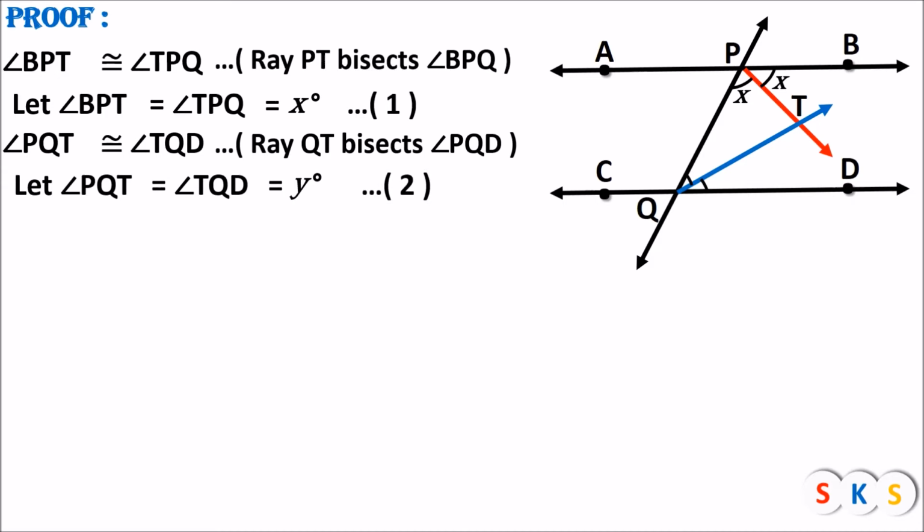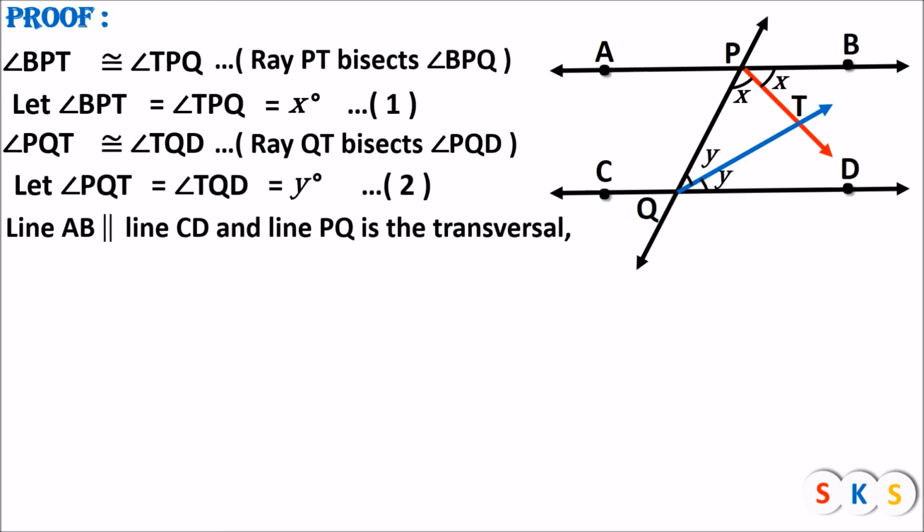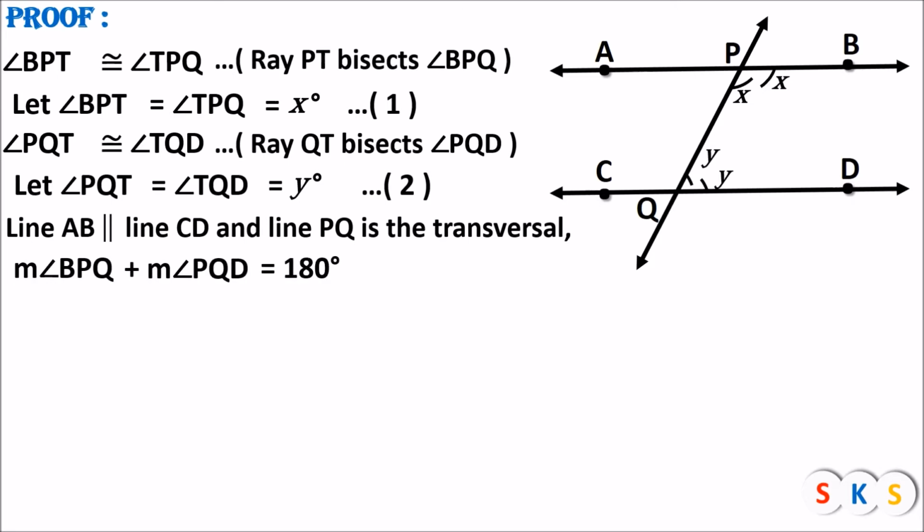Look at this figure. I have taken angle PQT and angle TQD as y degree. Now line AB parallel line CD and line PQ is a transversal. Look at this figure. Here line AB is parallel to line CD and line PQ is a transversal. Therefore measure angle BPQ plus measure angle PQD equals 180 degree according to the interior angle theorem. We know that interior angles are supplementary when the lines are parallel.